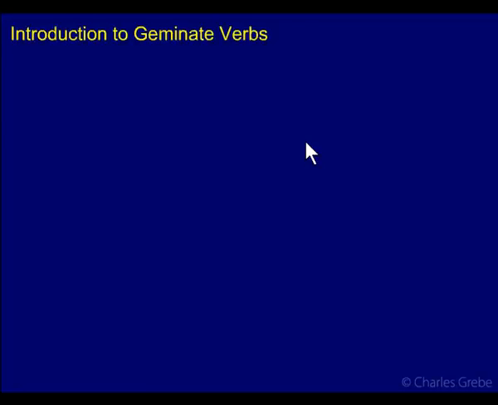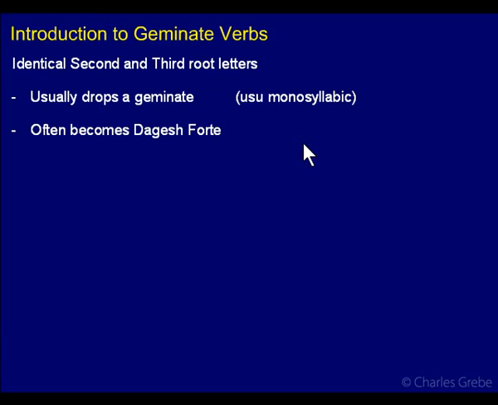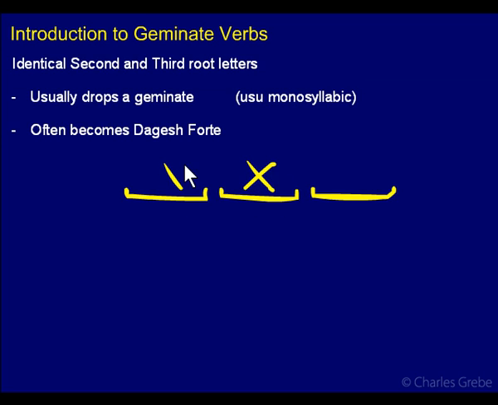Introduction to Geminate Verbs. Well, we have finally come to our last type of weak verb, and these are the geminate verbs. So what is a geminate? Well, a geminate verb is one where we have identical second and third root letters. So if we put down our placeholders for our three radicals, three root letters, the second and third are identical. And usually they will drop a geminate and become monosyllabic, so this will drop.